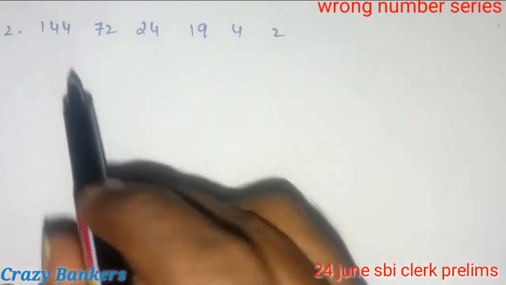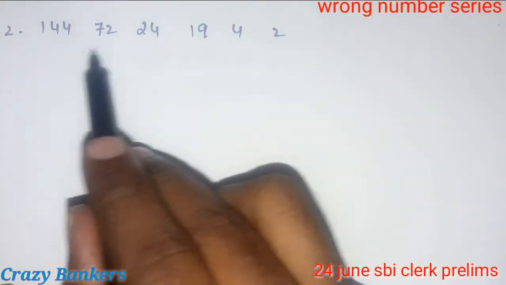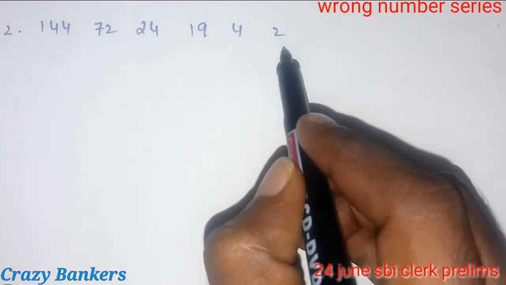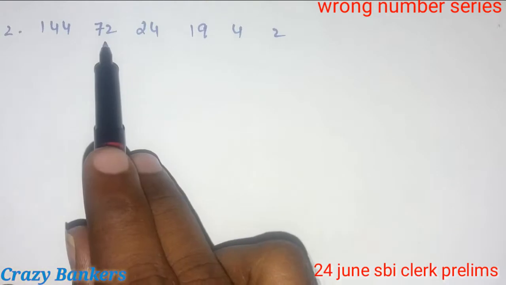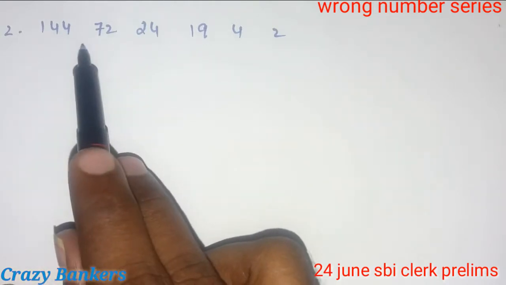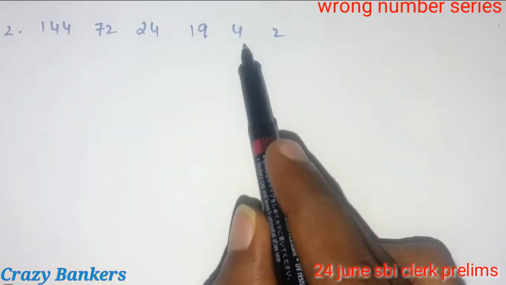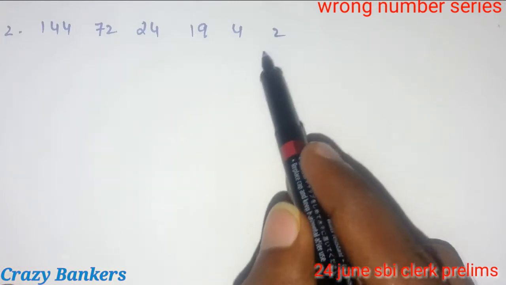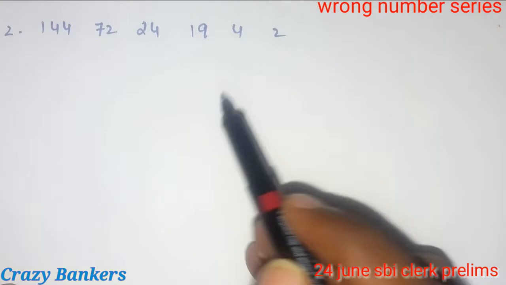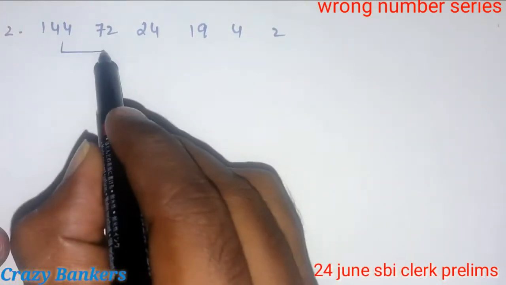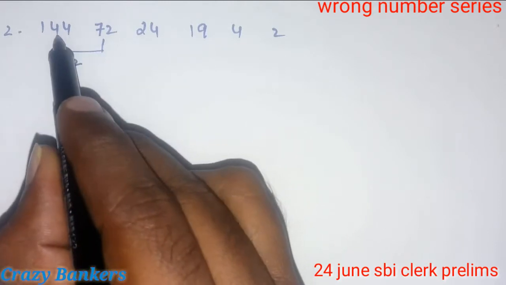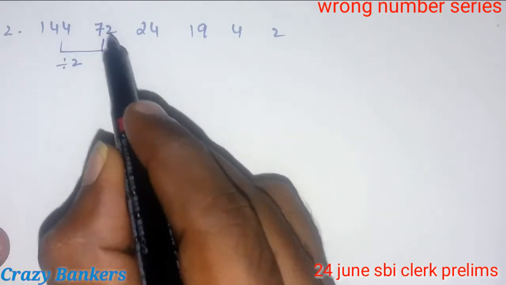Second question: 144, 72, 24, 19, 4, 2. From the first 2 numbers we can easily say that it is divisible by 2, and from the last 2 numbers it is divisible by 2 or plus minus 2. So let's see. This is divisible by 2, right? 144 divided by 2 is 72.